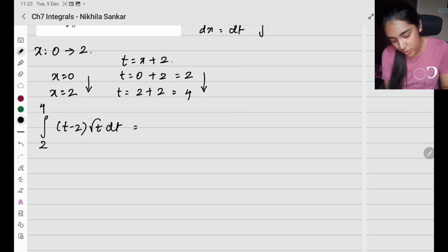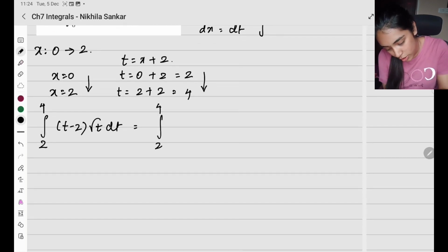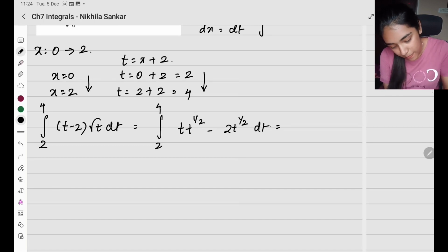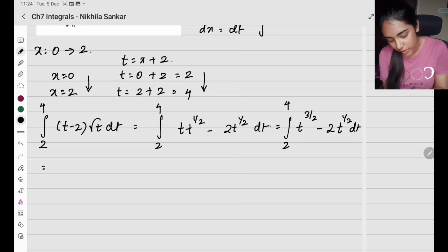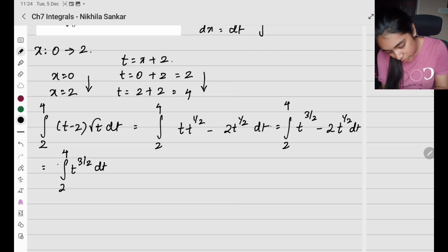So when I multiply the square root of t inside, I have integral 2 to 4 of t times t to the power half minus 2 into t to the power half, times dt. So this is going to be integral 2 to 4 of t to the power 3 by 2 minus 2 times t to the power half, times dt. So when I solve this, I have integral 2 to 4 t to the power 3 by 2 dt minus 2 times integral 2 to 4 t to the power half dt.